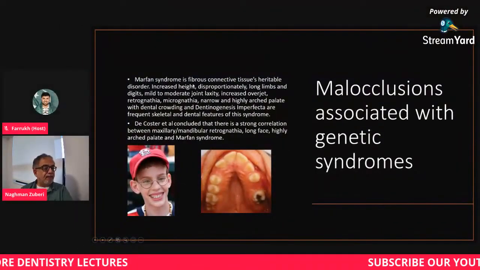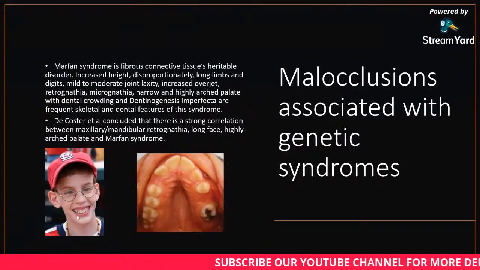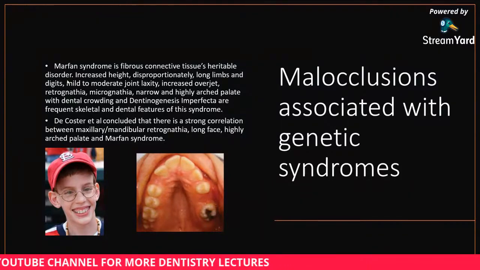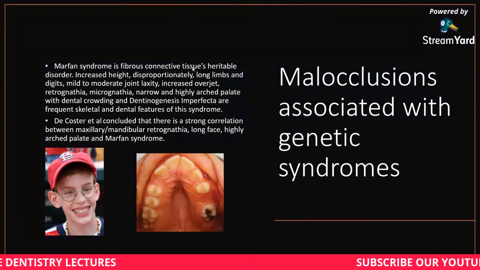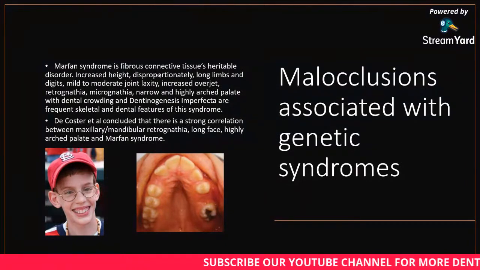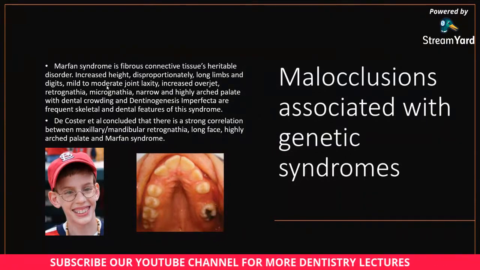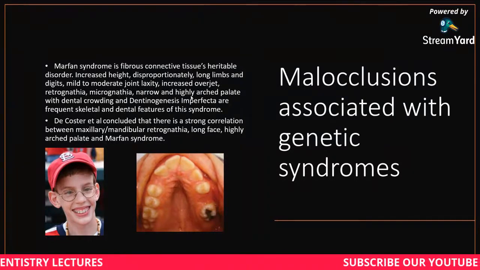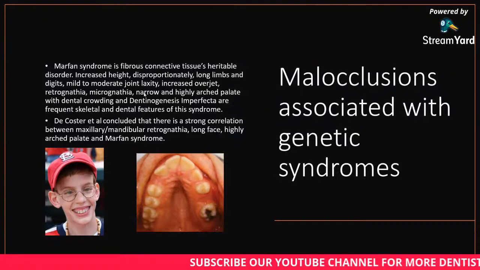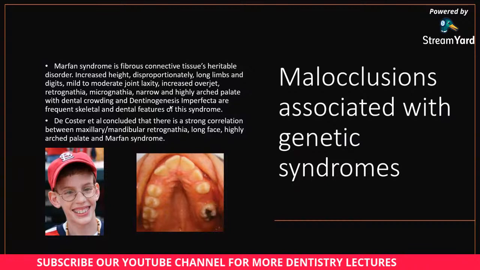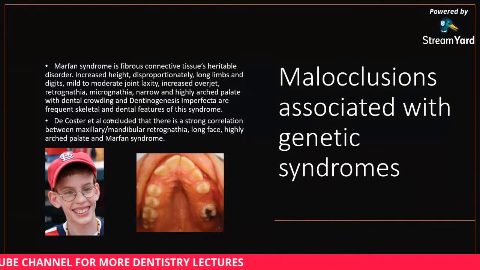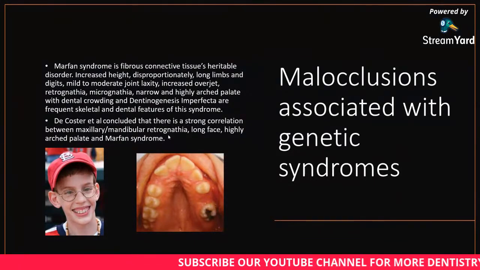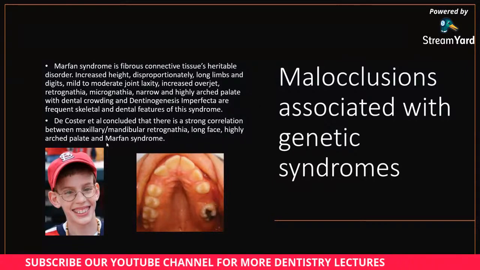Then comes Marfan syndrome. Usually these children have long faces and very narrow arches. So Marfan syndrome is a fibrous connective tissue heritable disorder: increased height, disproportionately long limbs and digits, mild to moderate joint laxity, increased overjet, retrognathism, micrognathia, narrow and highly arched palate with dental crowding, and at times even dentinogenesis imperfecta as well. DeCoster et al. concluded that there is a strong correlation between maxillary and mandibular retrognathia, long face, highly arched palate, and Marfan syndrome.